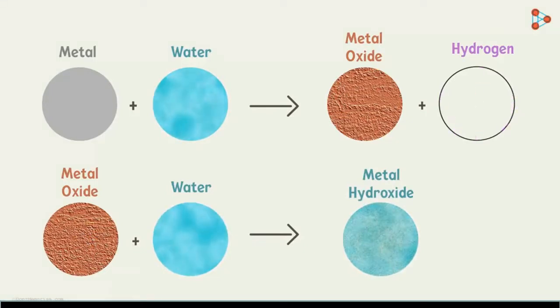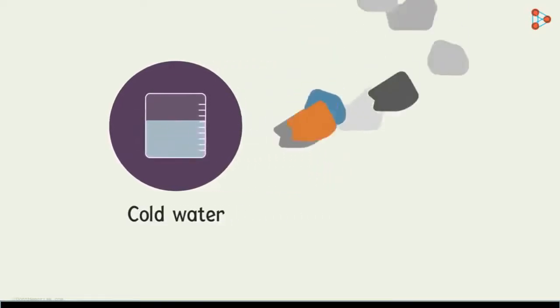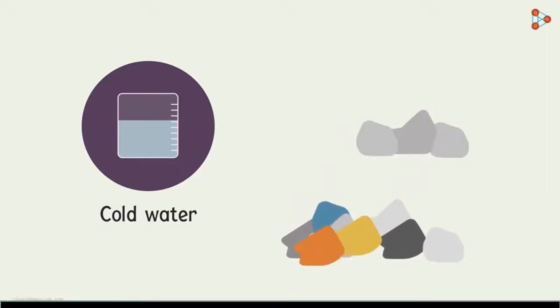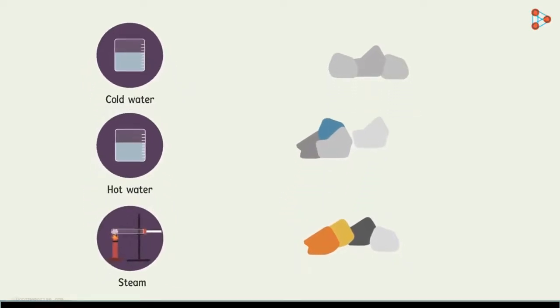So how can we judge the order of reactivity based on their reaction with water? We perform a simple task. First, we take a beaker half filled with cold water and see how the metals react with it. Some of the metals will react with cold water, but most of them won't. Out of those metals which didn't react with cold water, we try to add them to hot water and see how they react. Again, some will react with hot water and some won't. Those that don't react with hot water, we see how they react with steam. And that will kind of give us the order of reactivity.